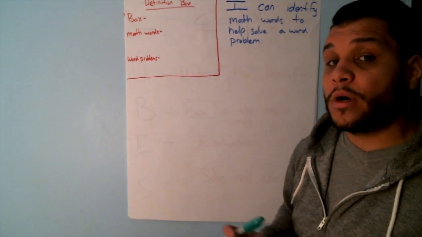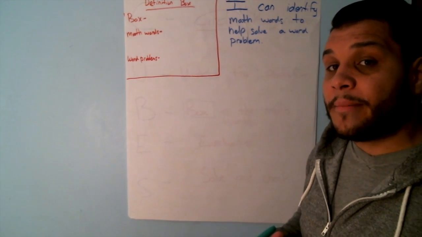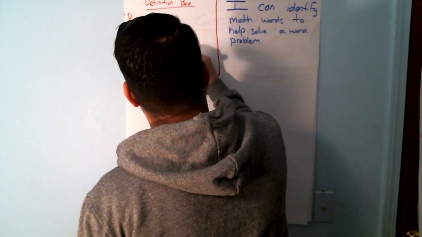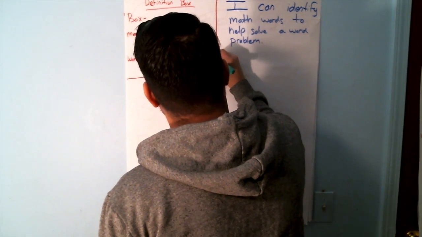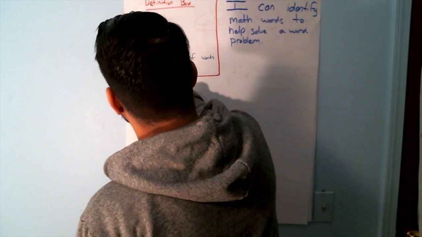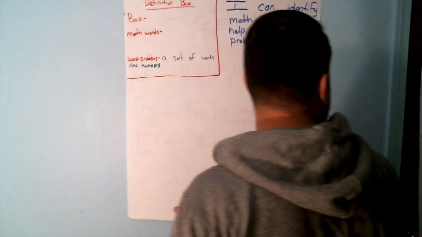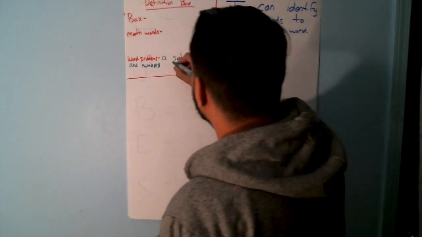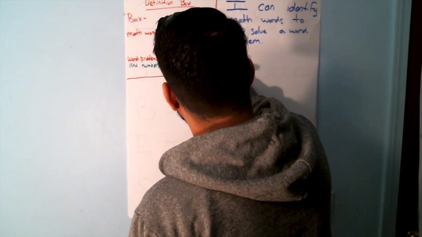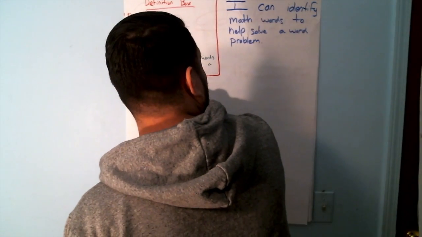We're going to start off with word problems because we've been going over that word Monday and Tuesday. So a word problem is what? A set of words and numbers that do what? Yes, that give us a number sentence or math sentence.